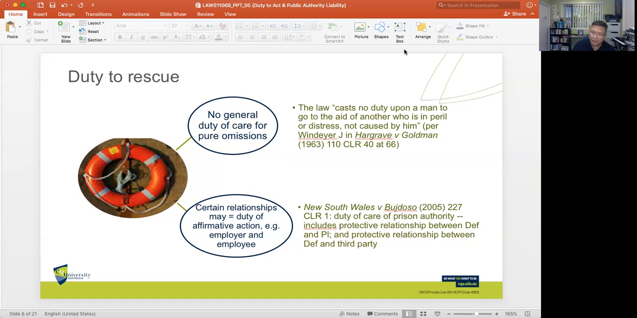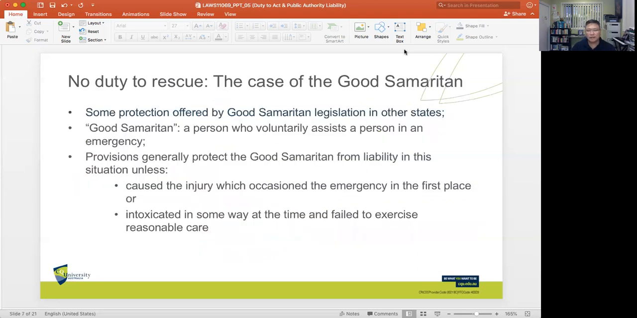Now, in the scenario we talked about, you seeing a stranger being beaten up by another, and you happen to be nearby, you actually don't have a legal obligation to intervene. Because in that scenario, not only is there no duty of care, there's also no duty of affirmative action recognized by the law. And we're going to look at this more closely in relation to the duty to rescue, based on the idea of the Good Samaritan, which we're all familiar with based on the Bible.